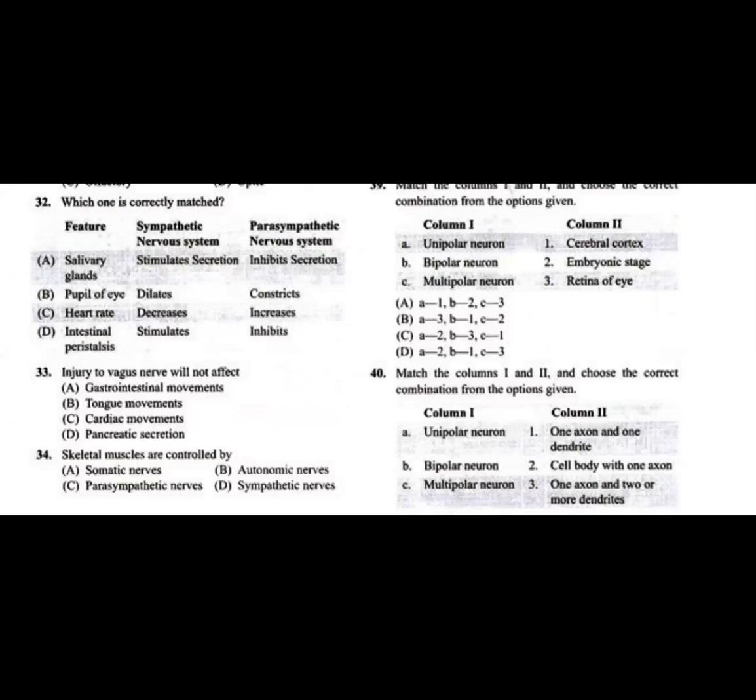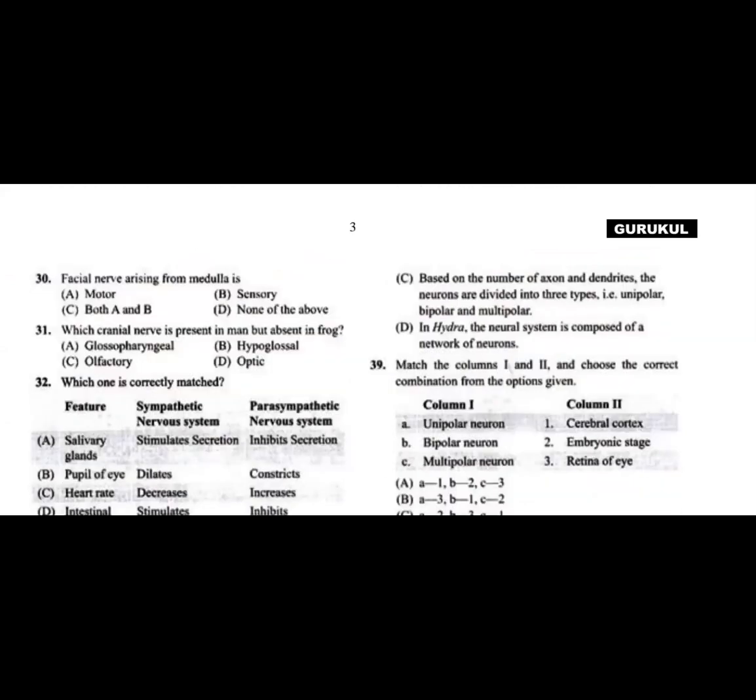Now see, based on the number of axons and dendrites, neurons are divided into three types: unipolar, bipolar, multipolar. This is also right, students. Statement D, neural system is composed of a network of neurons. Hydra is the first phylum to show the presence of a loose network of neurons. So the incorrect statement here is A.